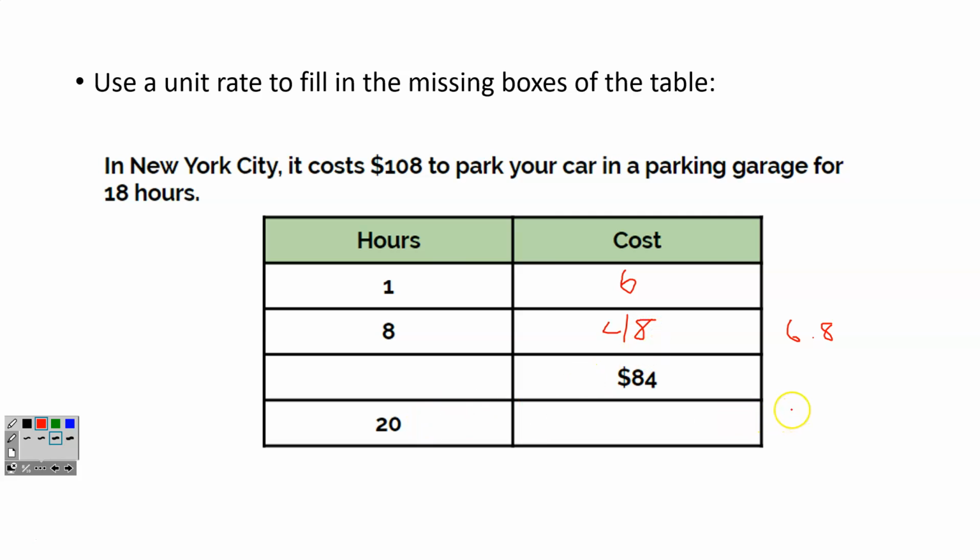Down here, I would do the same thing. I would do my unit rate times 20, and that would be $120. This one right here, I have to find the hour, so I have to do my 84, which is the cost. I'm going to divide it by my unit rate, which was 6, which tells me 14. So for 14 hours.